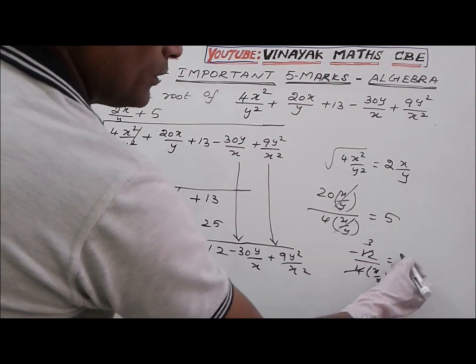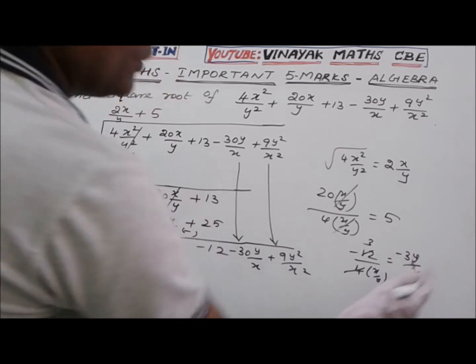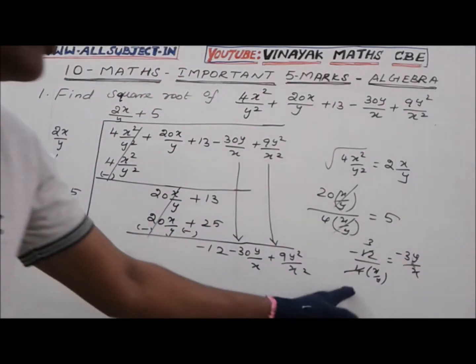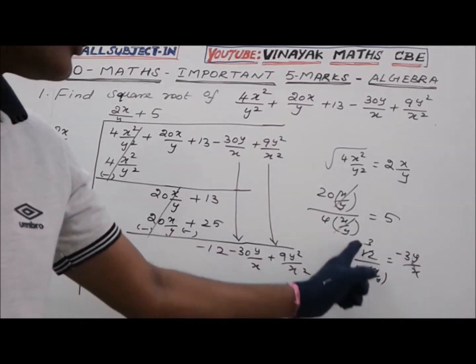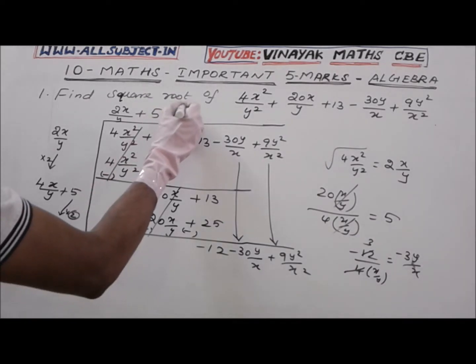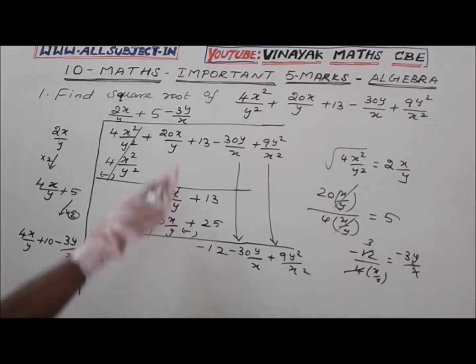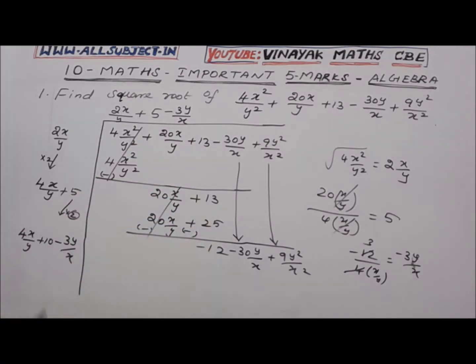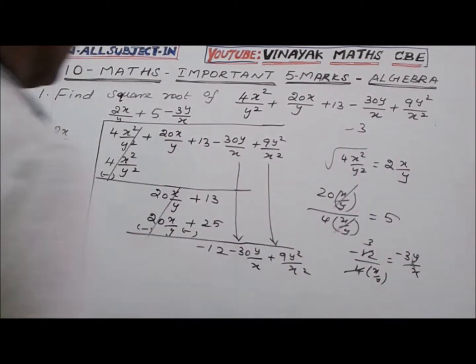Now these two get cancelled. 3, which is equal to minus 3 into y by x. Minus 3y by x. Now simplify this. 4 3s are 12, so minus 3. Here we have x by y in the numerator, y by x. So minus 3y by x. Adding here minus 3y by x, and here minus 3y by x. Now multiply by this minus 3 by x these three terms, and write here minus 3 by x into 4x by y minus 3.